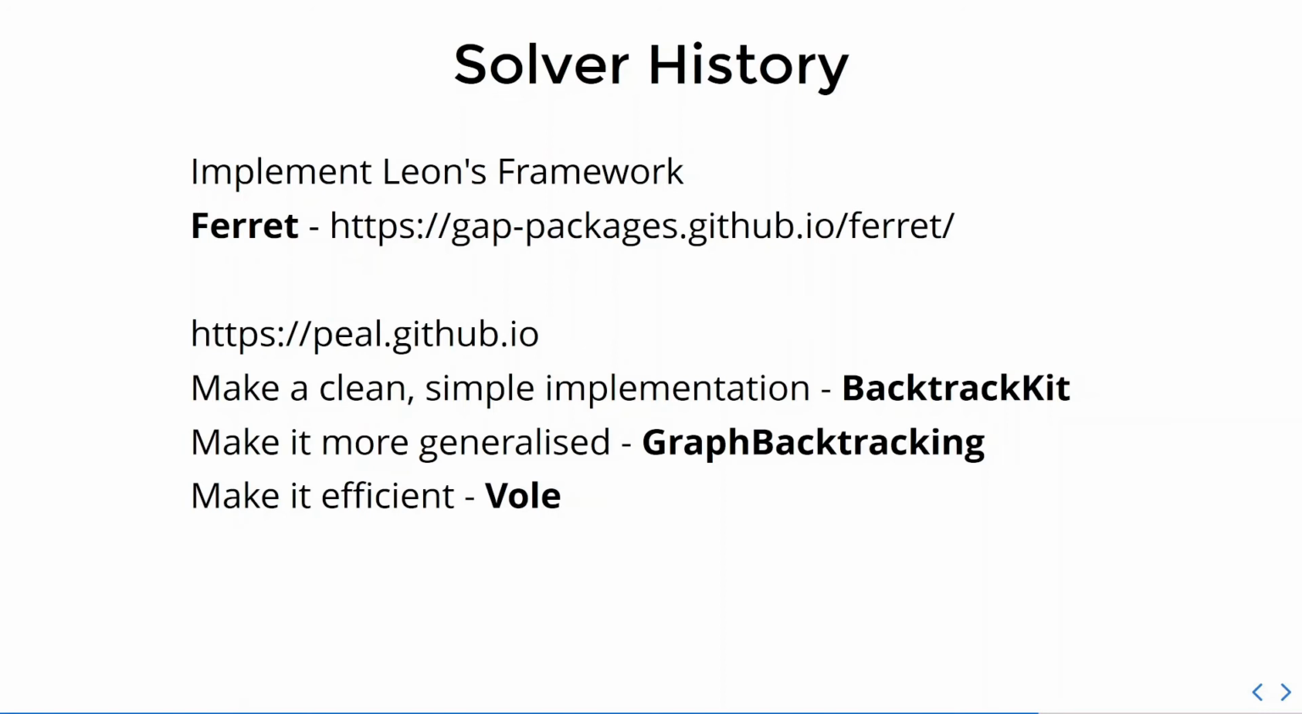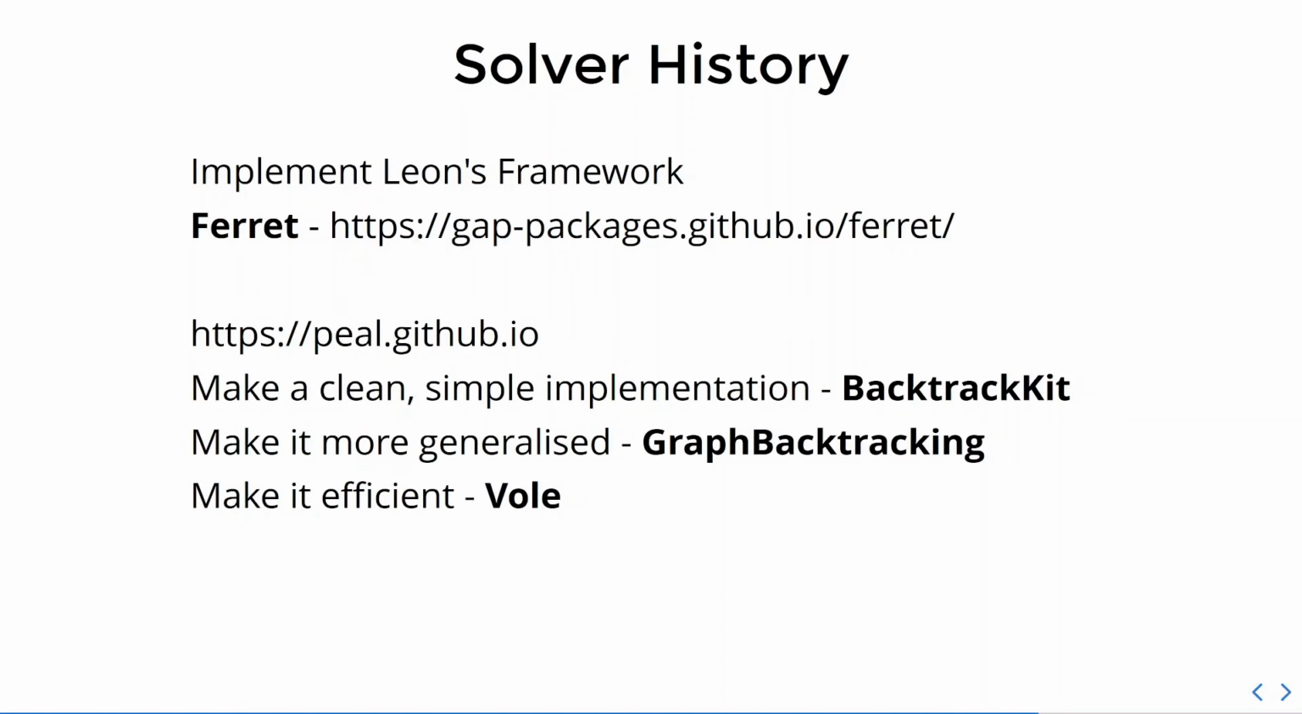Then, after we did this, we realized one of the problems with this: it was written in C++, it was high performance, it was very difficult to read. So we did a purposefully clean and very simple implementation in a package we called Backtrack Kit. So the idea is this is for group theorists to help them understand how to build backtracking algorithms. It is extremely inefficient, like 1,000 times, 10,000 times slower than Ferret. It is intended as a teaching aid.